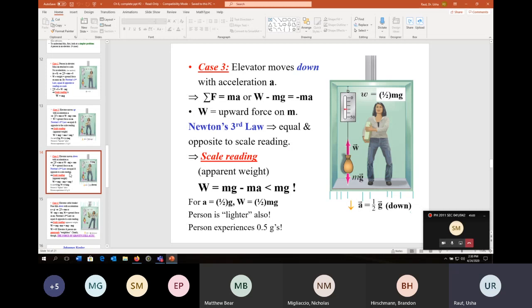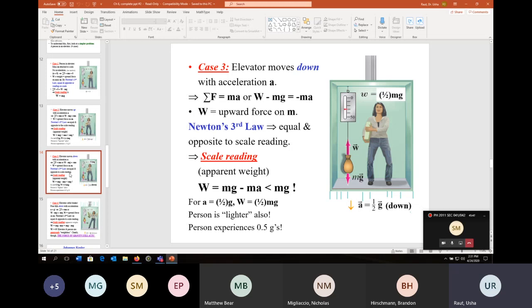You see that because the elevator is accelerating downward, so you have to put the minus a, because acceleration is a vector, and if something else is positive, then acceleration in the opposite direction has to be denoted by a negative value, right? It is a vector. It's not just a number. And so if you solve for W, you get W equal to mg minus ma, which is less than mg. And so you're going to find that the scale reading is actually less than mg.